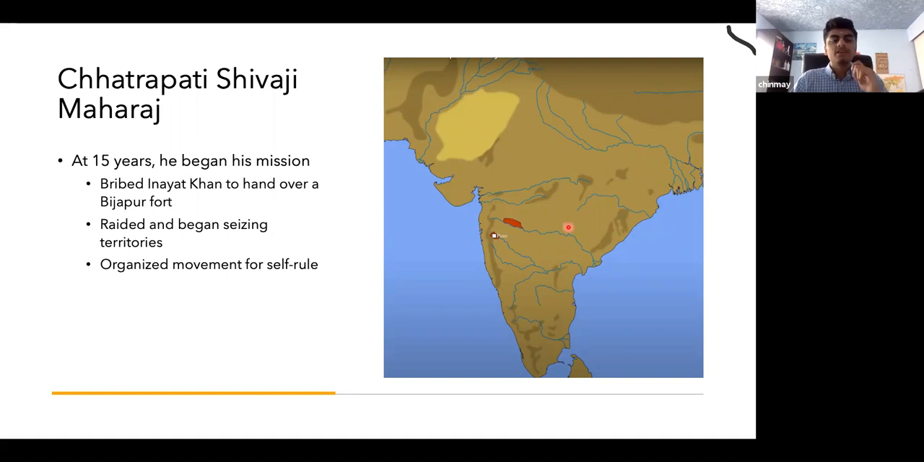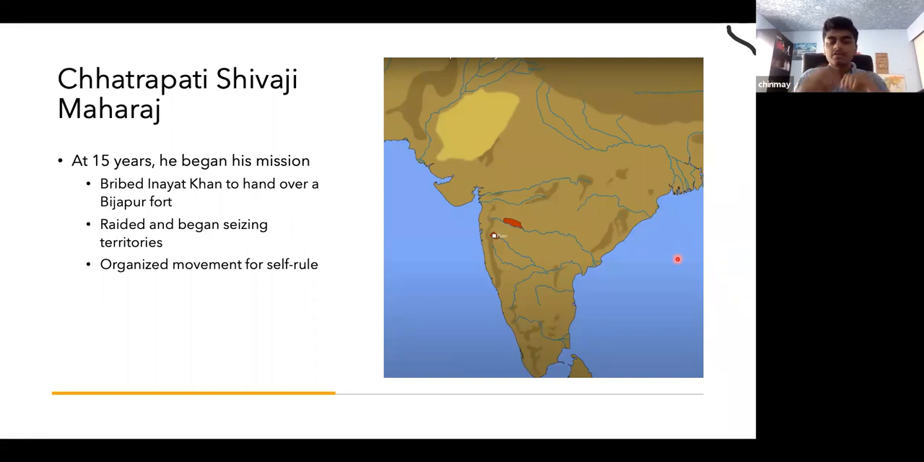So at 15 years old, after creating his concept of Indian self-rule, of Hindavi Swaraj, he began his mission to free India from these foreign invaders. He first bribed Inayat Khan to hand over a Bijapur fort. So if you remember, Bijapur is down here, the Mughal Empire is up here. And he did this a lot in his early stages. He used money. He would bribe both Bijapur and Mughal lords to give up their forts.